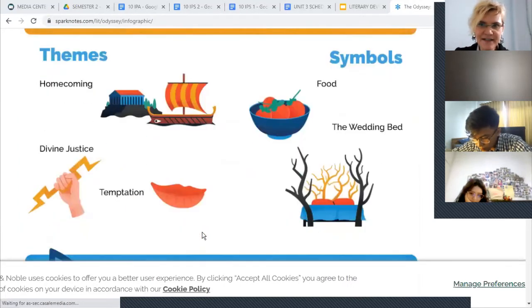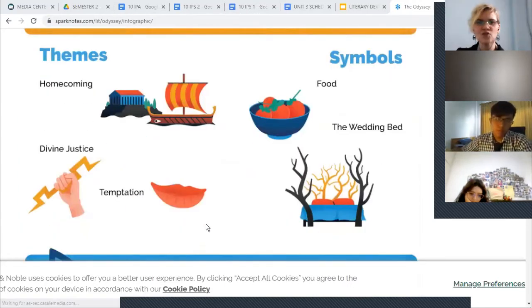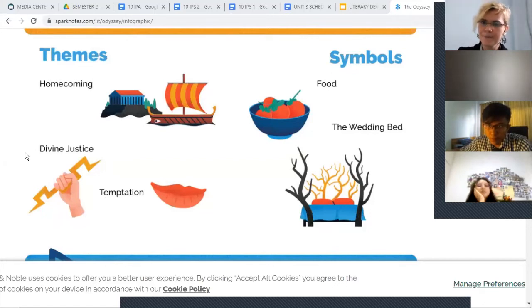Then some of the themes that we see in the story: homecoming is a very strong theme. It's all about Odysseus coming home. It's about divine justice, like evil must lose and the good must win, and temptation. For symbols, we have food and the wedding bed.